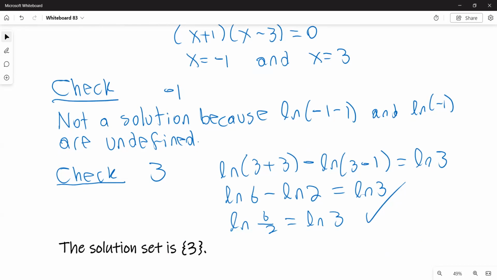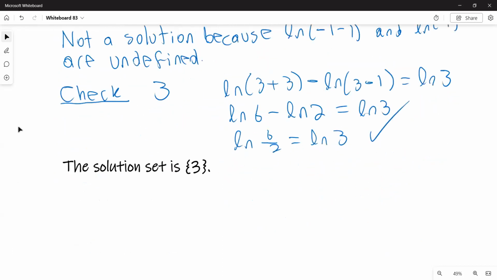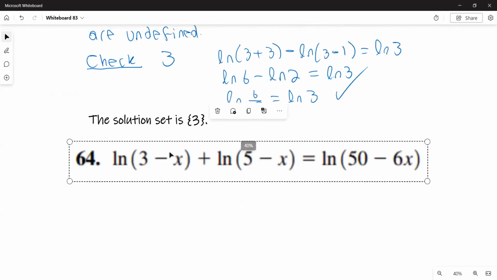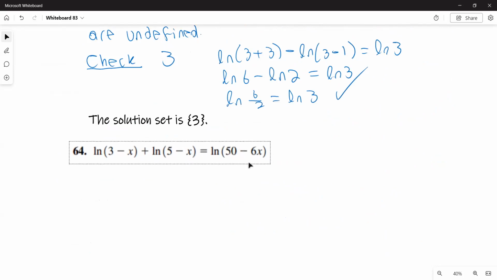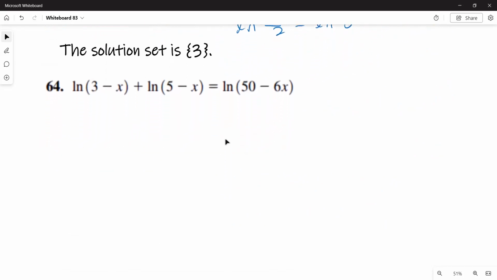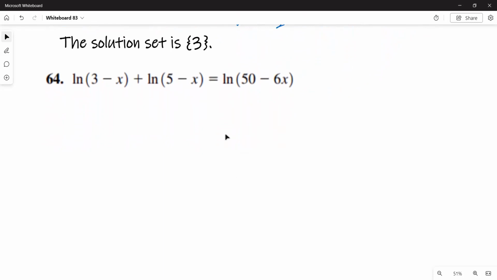So I'm copying the next problem, number 64 on page 469. Okay, we're going to solve that equation. So solve the logarithmic equation and check for the solutions.